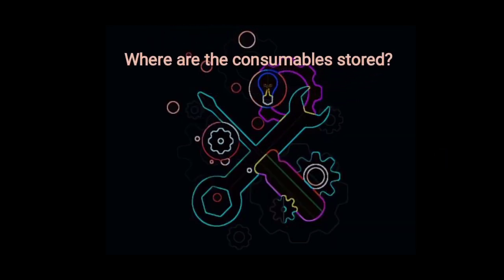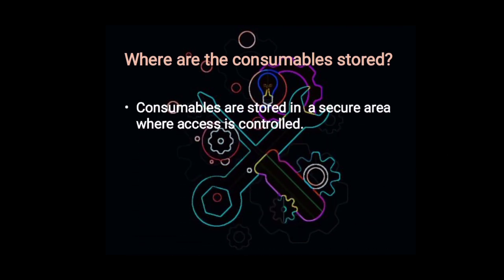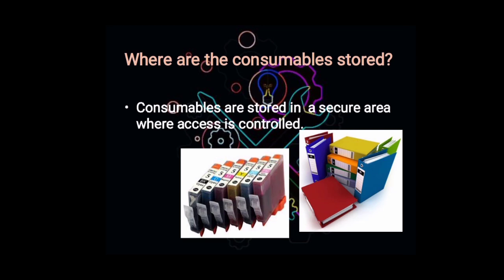Where are the consumables stored? Consumables are stored in a secure area where access is controlled. Toner cartridge will need to be accessible and readily available when the cartridge needs to be replaced. Papers can consume a large space depending on the amount of paper used and the number of machines.